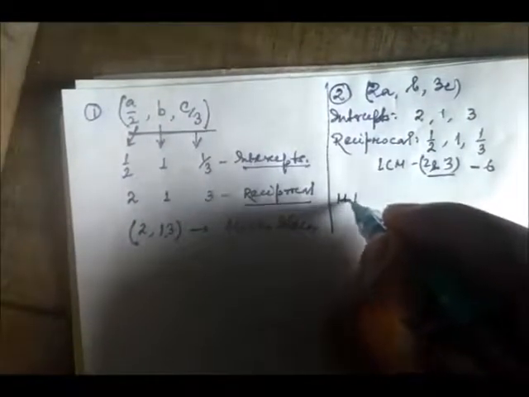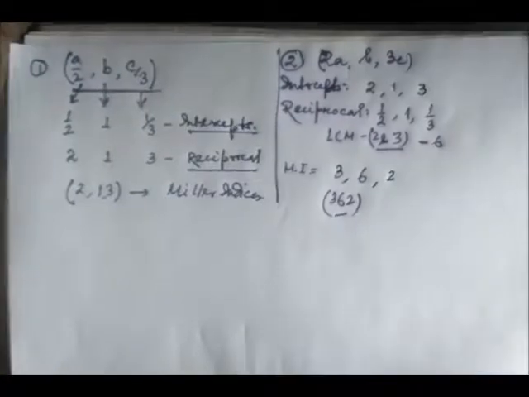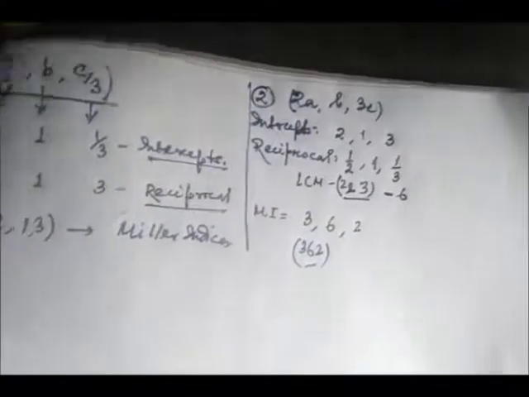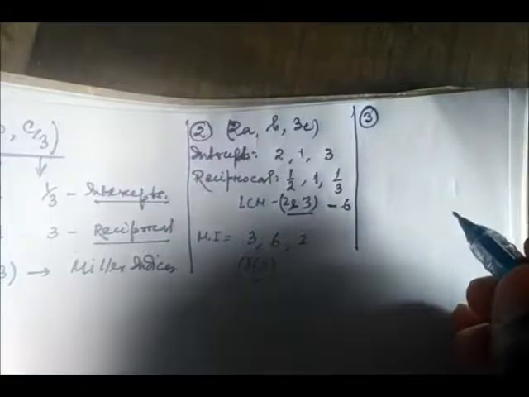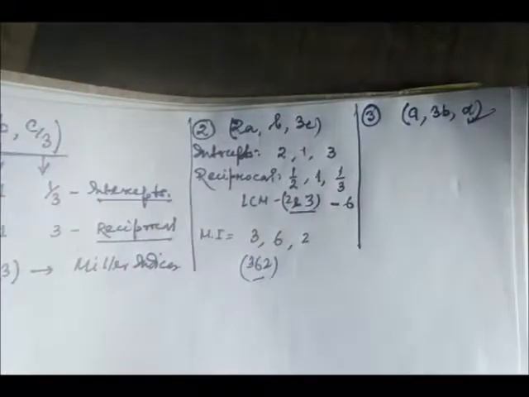So the Miller indices will be 6 into 1/2, that is 3, 6 into 1, that is 6, 6 into 1/3, that is 2. So 3, 6, 2 is the Miller indices of this plane. Now come to the third example. So for the third example, the plane is A, 3B, infinite. So the plane is parallel to the z-axis, right?